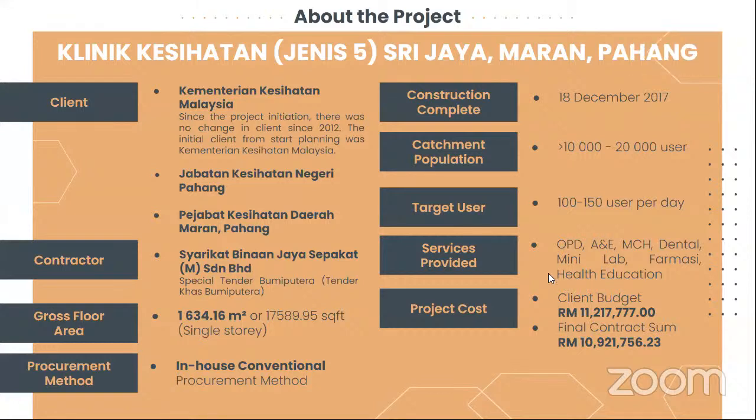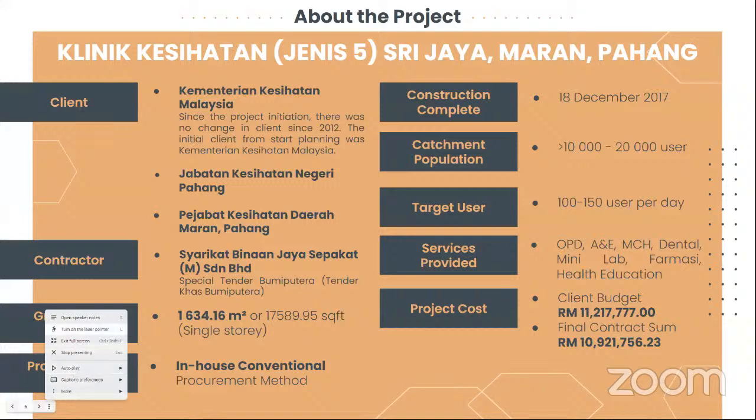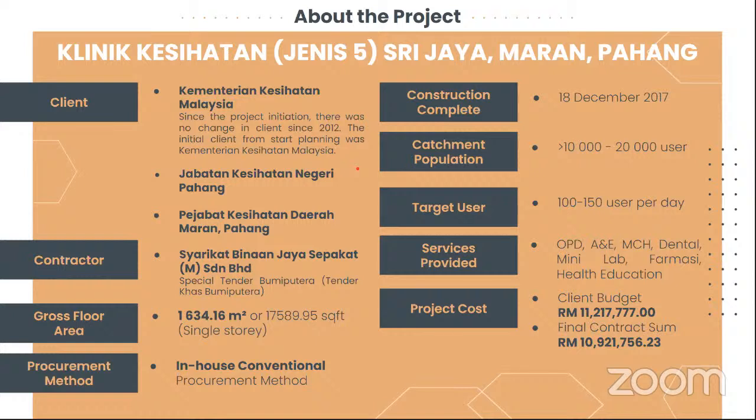Okay, first I will briefly go through the project description for Klinik Kesihatan Jenis 5 Sriwijaya Maran. The client for Klinik Kesihatan Jenis 5 Sriwijaya is Kementerian Kesihatan Malaysia. Since the project initiation, there has been no change in client since 2012. The initial client from the start of planning was Kementerian Kesihatan Malaysia, including Jabatan Kesihatan Negeri Pahang and Pejabat Kesihatan Daerah Maran. The contractor appointed through special tender Bumiputra is awarded to Syarikat Binaan Jaya Sepakat Sdn Bhd.